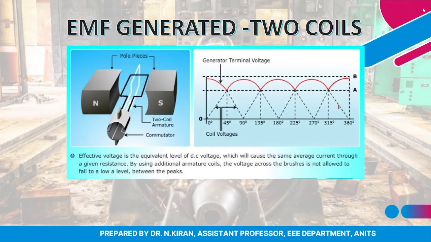So hence, in order to get almost equivalent DC voltage, a large number of armature coils are added. The average current passing through them will give almost a DC voltage or the unidirectional EMF.